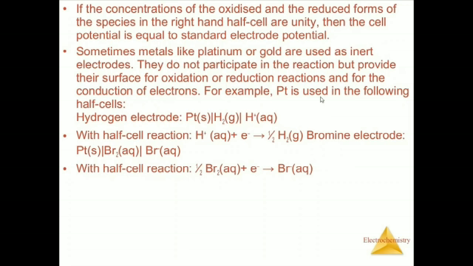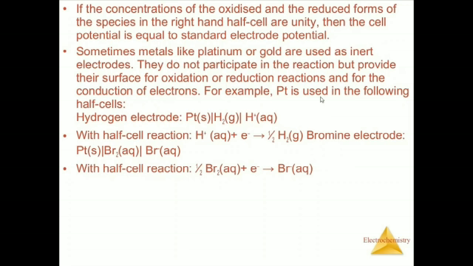Sometimes metals like platinum or gold are used as inert electrodes. They do not participate in the reaction but provide their surface for oxidation or reduction reactions and for the conduction of electrons. For example, platinum is used in the hydrogen electrode half cell. Platinum coated, hydrogen gas is used and hydrogen ion is in aqueous form. Acidic solution is present there. In this half cell reaction, platinum is inert. Only hydrogen ion takes an electron and forms hydrogen gas, so oxidation and reduction both take place in hydrogen.